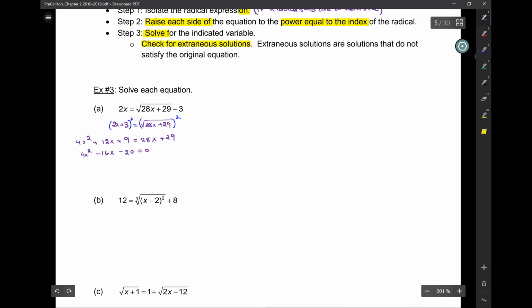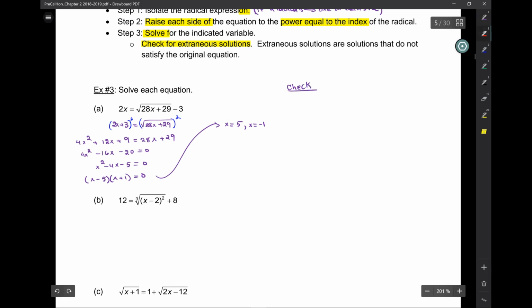I can divide everything by 4. So x squared minus 4x minus 5 equals 0. I know. X minus 5, x plus 1 equals 0. So what's x equal to? 5 and negative 1. Okay? All right, so let's check.